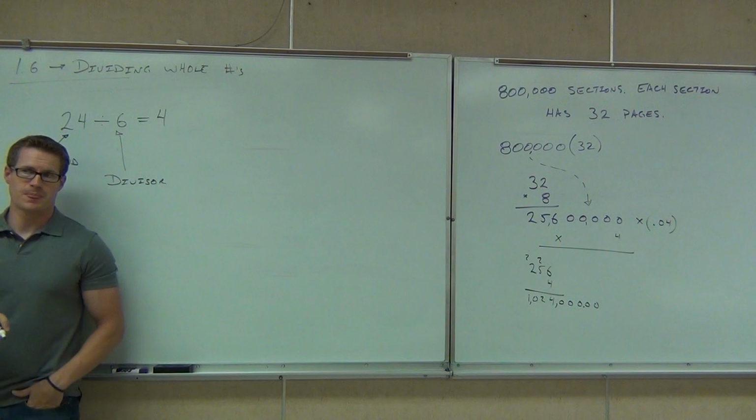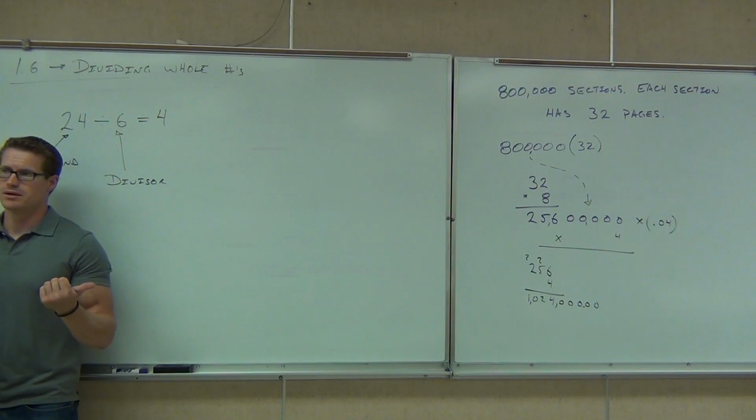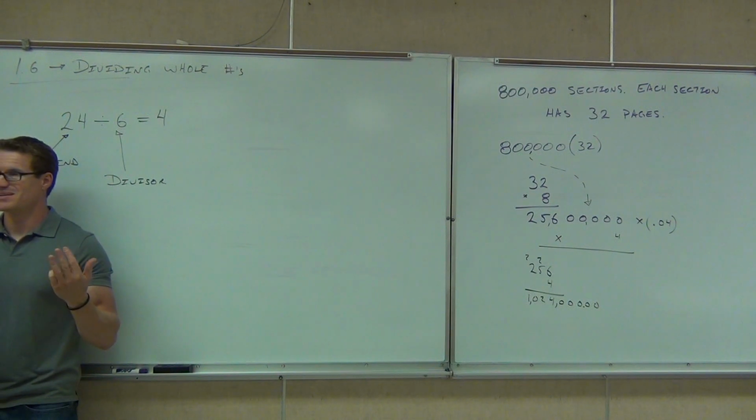Okay, let's try this one out. Addition had a sum. Subtraction was a difference. Multiplication was a product. Division is a... starts with a Q. Quotient. Yeah, you're right.